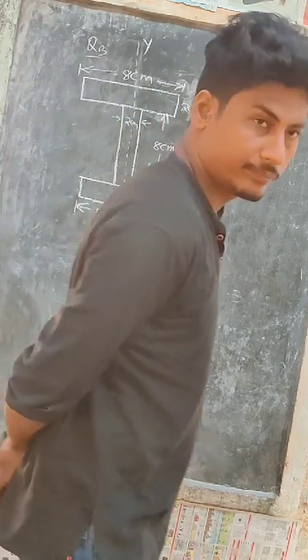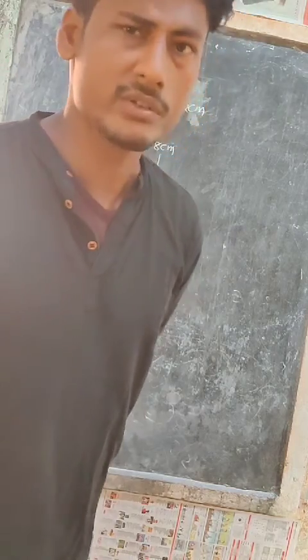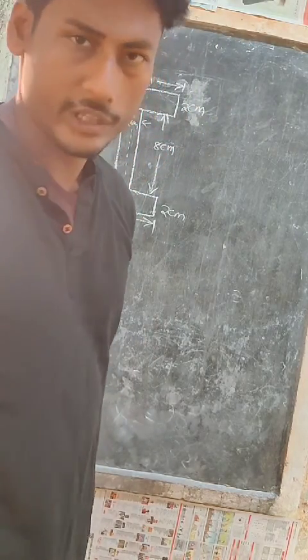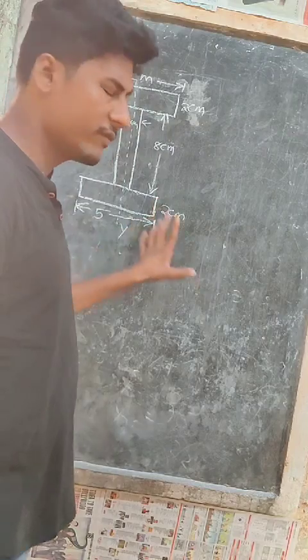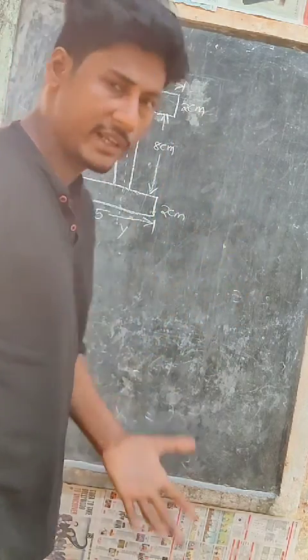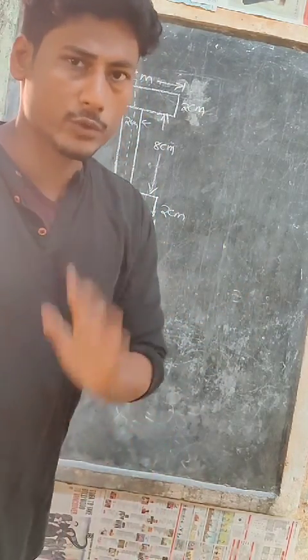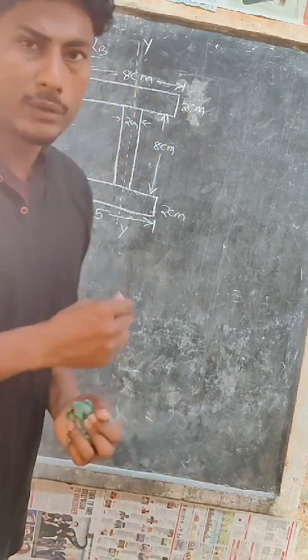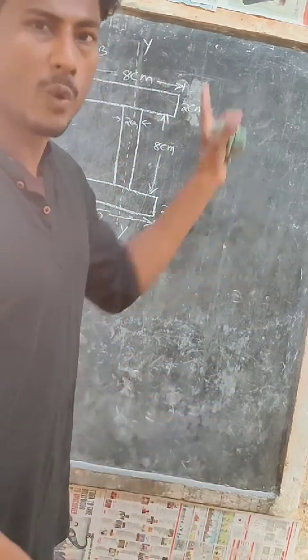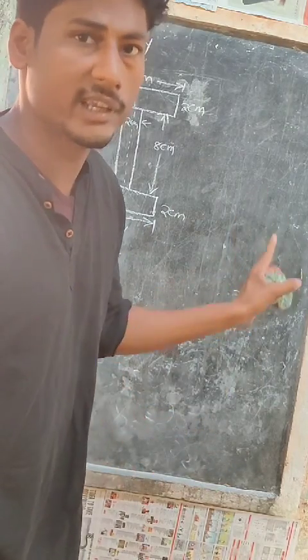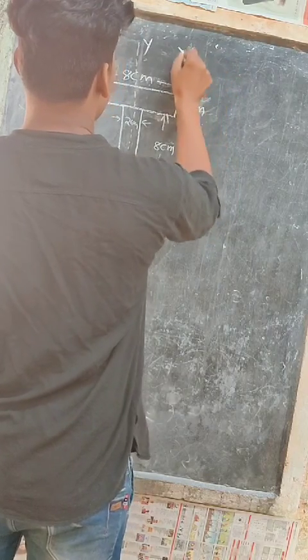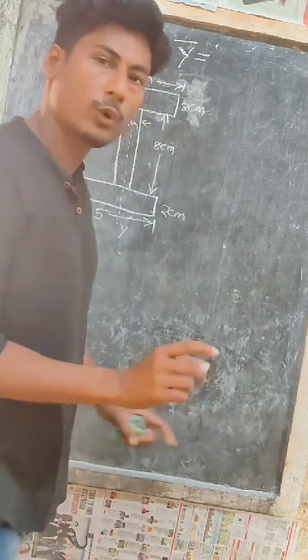8 centimeter. Now the question arises, is the section symmetrical about the x-axis or y-axis? Yes, this section is symmetric about the y-axis only, because the top plane and bottom plane are not equal. If they were equal, then it would be symmetrical about the x-axis as well as the y-axis. Let us find out the CG about the y-axis only, because it is symmetric about the y-axis. So let us find out y bar only.